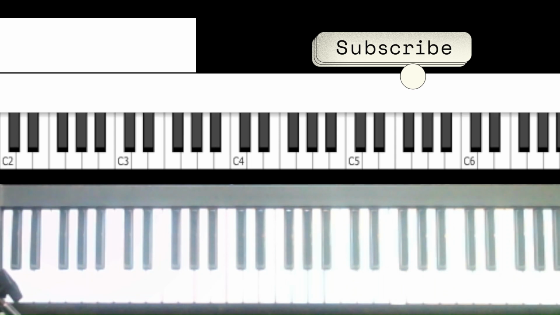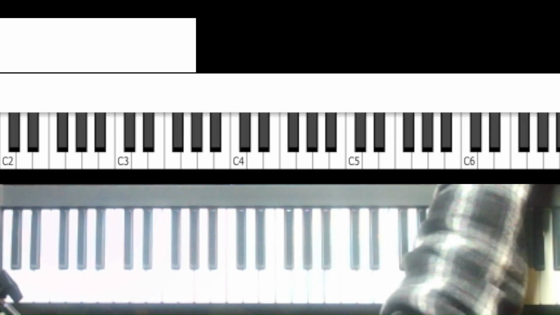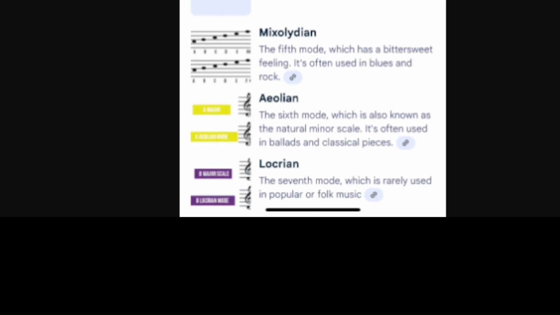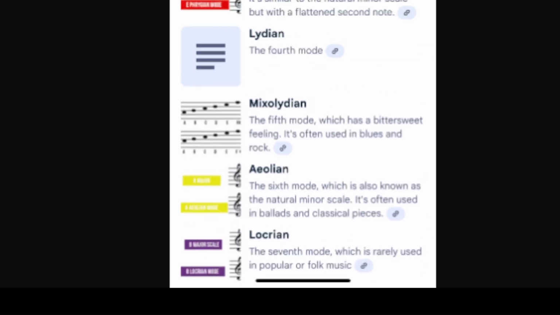And then the last one is going to be the Locrian mode, which is the 7th mode, which is rarely used in popular or folk music. It's rarely used because it sounds so sad. It would be technically a diminished scale, but a lot of places they don't teach that. But it's the Locrian mode.